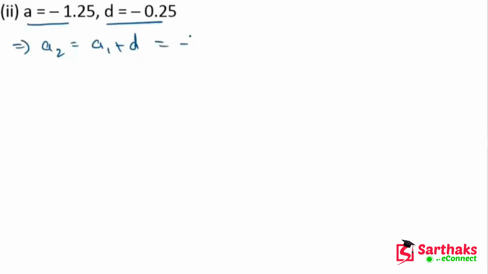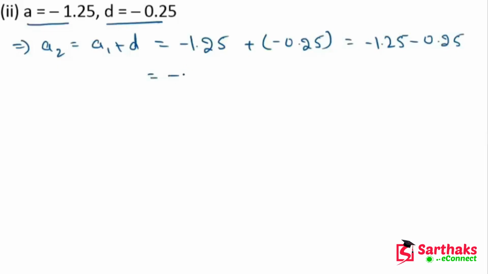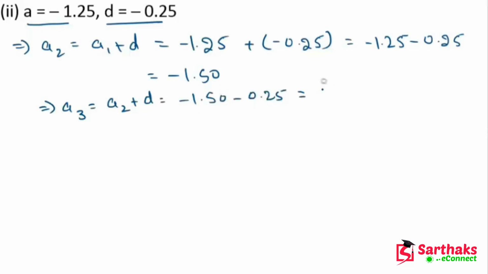So we have A1 is minus 1.25. Plus D is minus 0.25, which equals minus 1.25 minus 0.25. So now we get minus 1.50. This is our A2. And what is A3? A3 is the same, A2 plus D. So minus 1.50 minus 0.25, and we get minus 1.75.